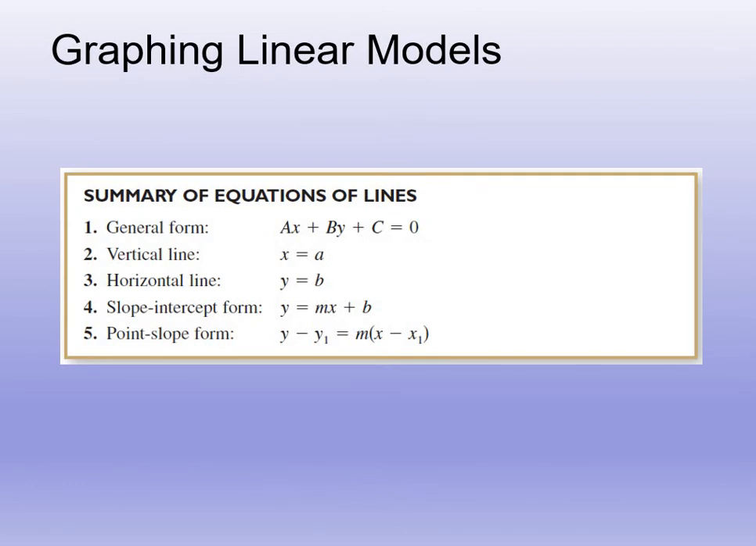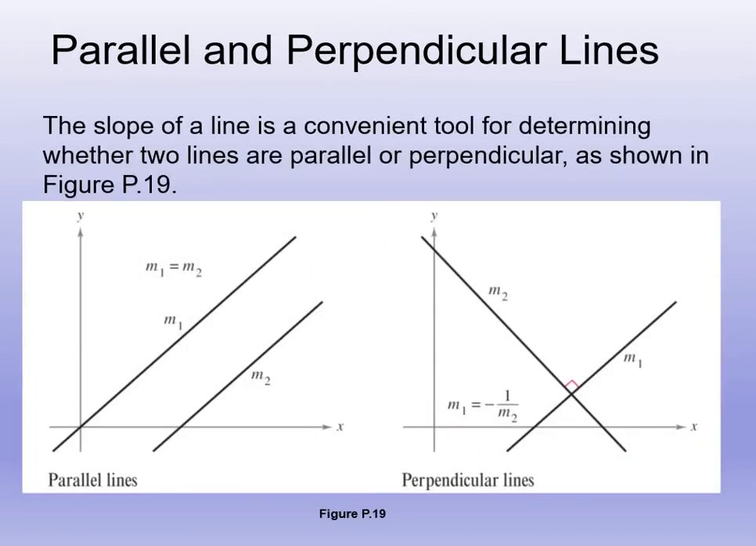Using the slope, we can understand if we have lines that are parallel, that means their slopes are the same. The slope of line 1 is the same as the slope of line 2. We're going to do a couple examples where we find the equation of a parallel line and the equation of a perpendicular line. The way we find the slope of a perpendicular line is the opposite reciprocal of the slope.